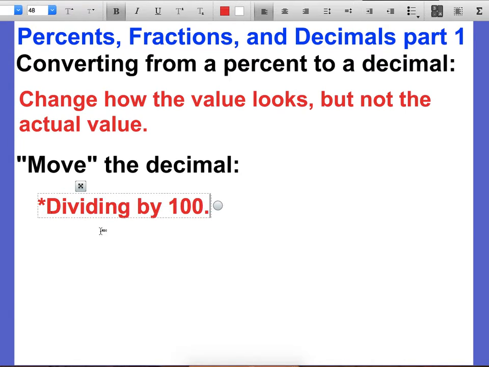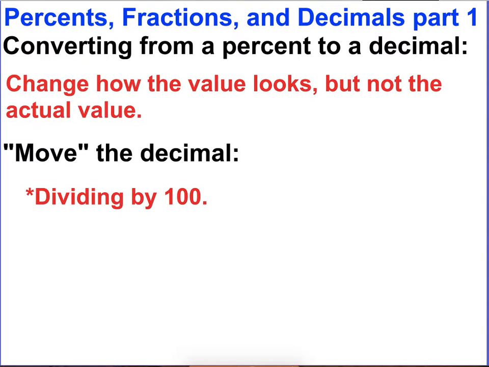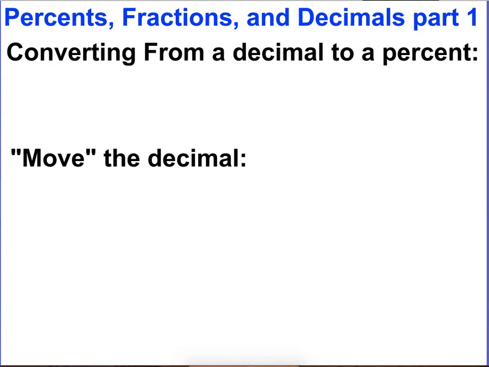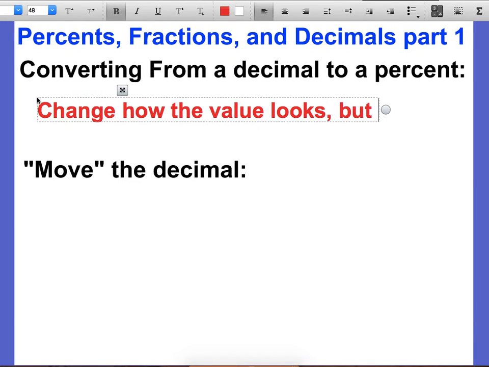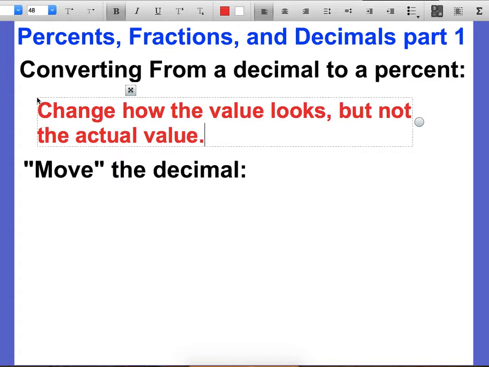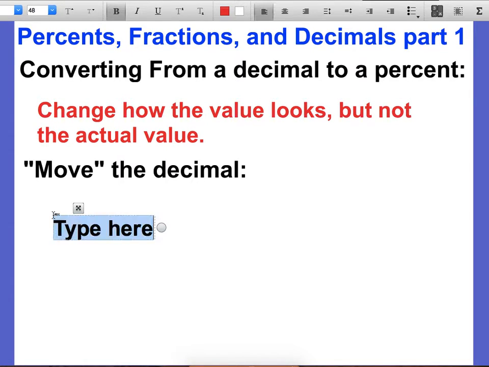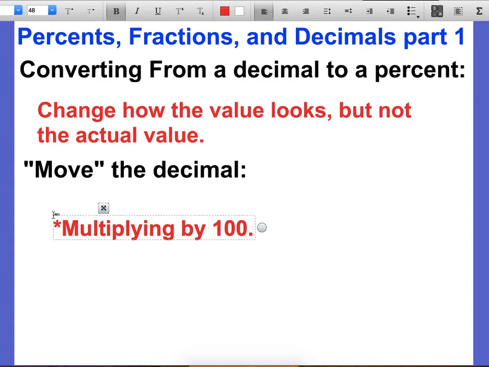It might seem difficult when we think about dividing by 100, but after we learn a trick, it's going to actually be a treat because it'll work every time. Converting from a decimal to a percent is the other skill that we'll look at. And again, for this, remember that we are going to change how the value looks, but not the actual value. When we move the decimal from a decimal to a percent, we're going to be multiplying by 100. And multiplying by 100 might seem tough to do, but we're also going to see a trick which becomes a treat because it works every time.